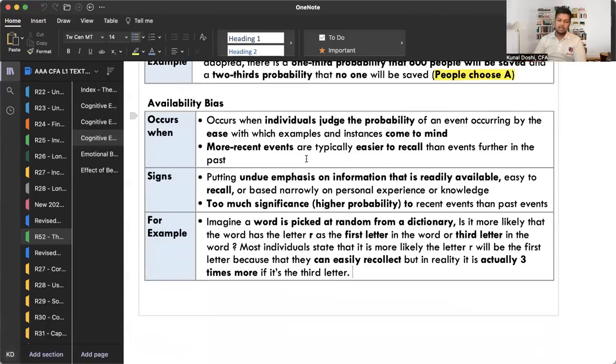Availability bias occurs when individuals judge the probability of an event based on how easily it comes to mind. Whatever we can easily recollect, whatever is easy to do, that is what we base our conclusion on. It puts undue emphasis on readily available information, showing too much bias toward easily available information, and gives too much significance or high probability to recent and past events.